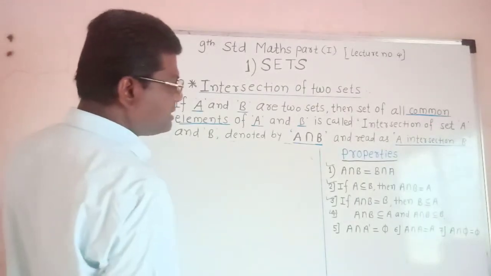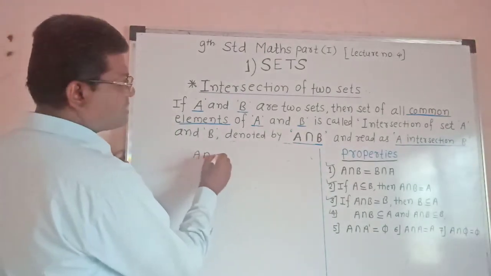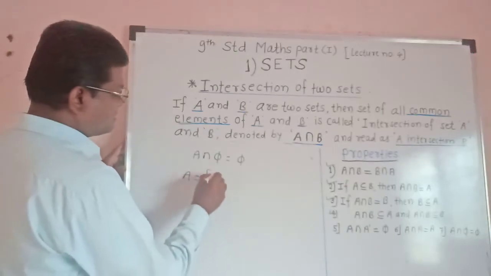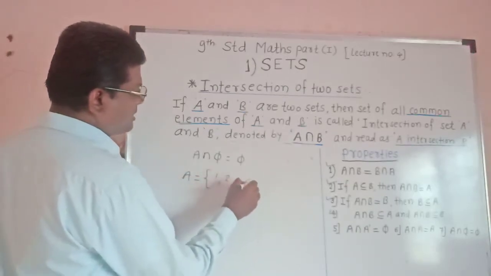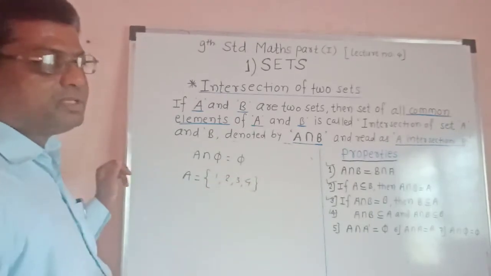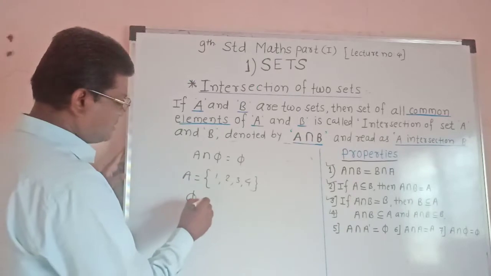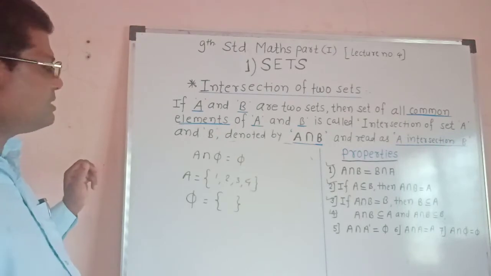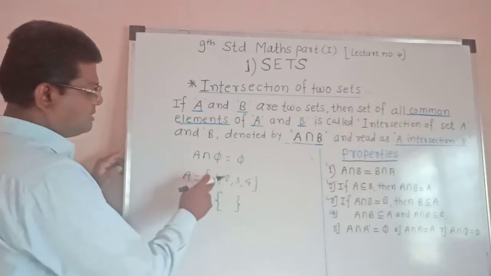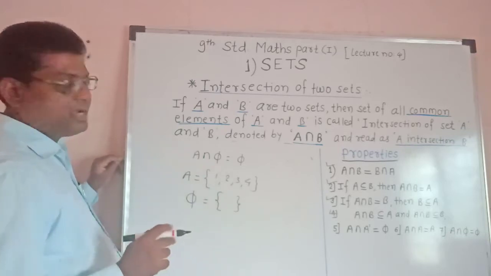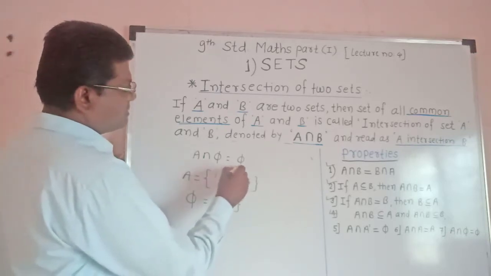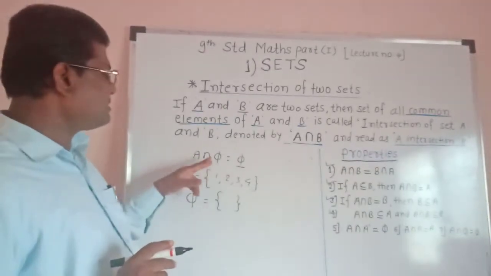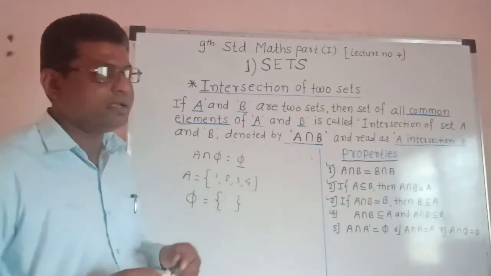And the last property is A intersection phi is equal to phi. Let's consider one set A as the set of elements 1, 2, 3, 4, and we know that phi is nothing but the empty set. That set is written in curly, empty curly brackets. Now let us see that in these two sets no element is common. Therefore, that intersection set is phi, that is empty. Therefore, A intersection phi is equal to phi here.